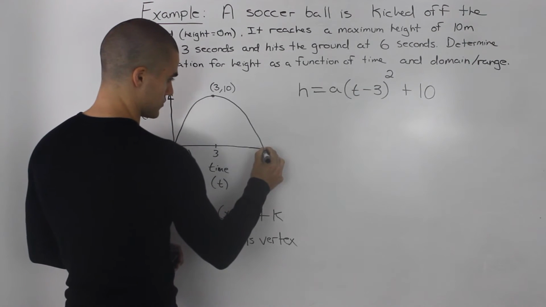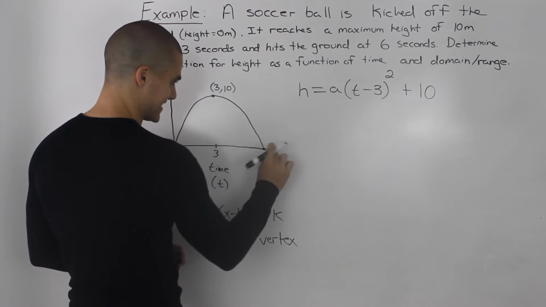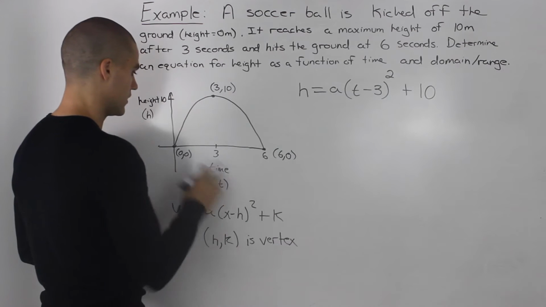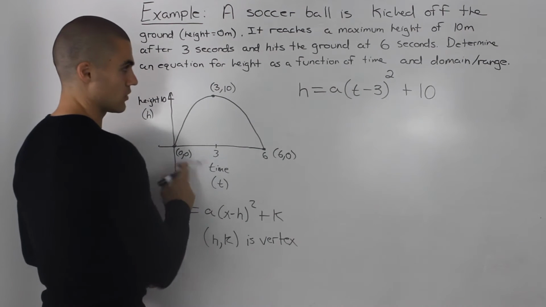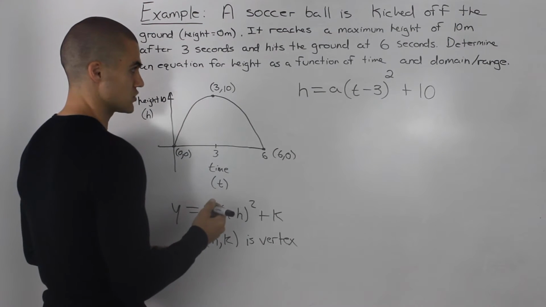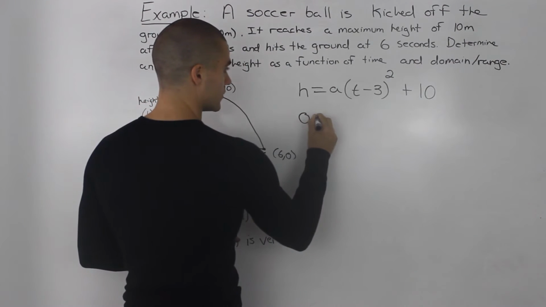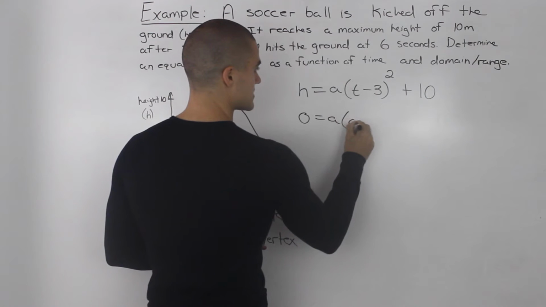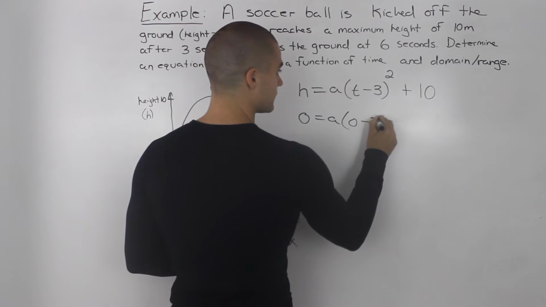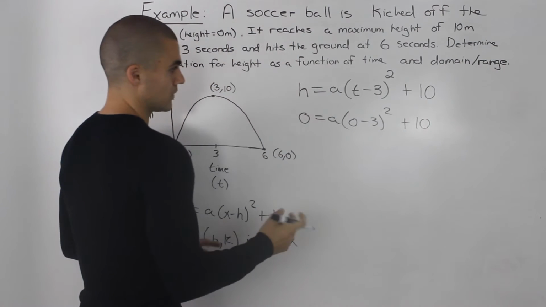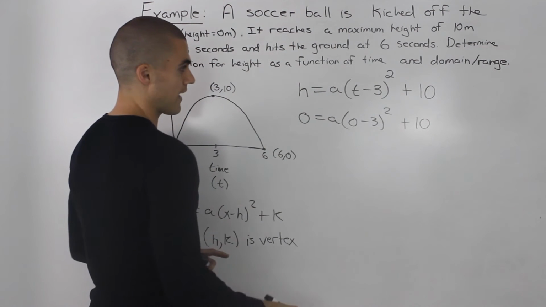We can also use this t-intercept of (6, 0) because that's when the ball hits the ground. So either or, I say we use the origin as it's probably going to be easier to work with. So plugging in 0 for h and 0 for t, we now have to solve for a.